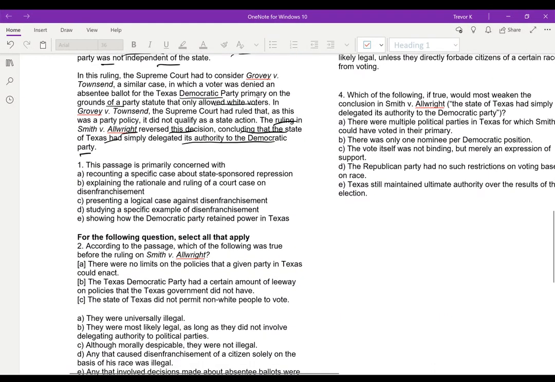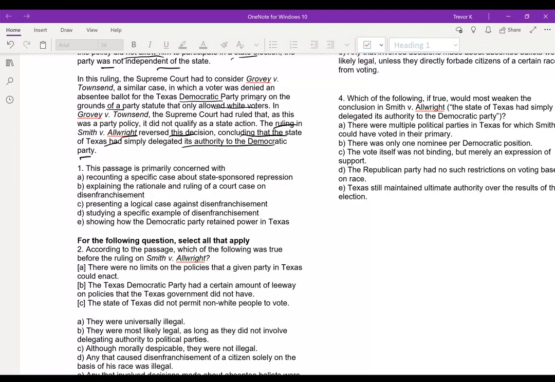All right, cool. So our first question is a primary purpose question. So we should be able to answer this with just the information we have in our summary. So that's the point of our skimming or our summary, just enough to answer the primary purpose. So the passage is primarily concerned with A, recounting a specific case about state-sponsored repression. No, that's not correct, because it's not just state-sponsored repression. It's specifically this idea of voting rights, and we get pretty detailed into what their reasoning is here.